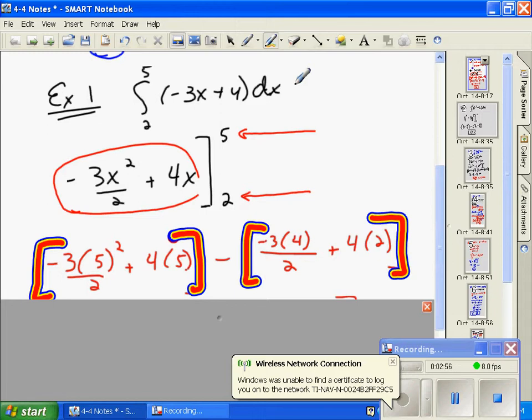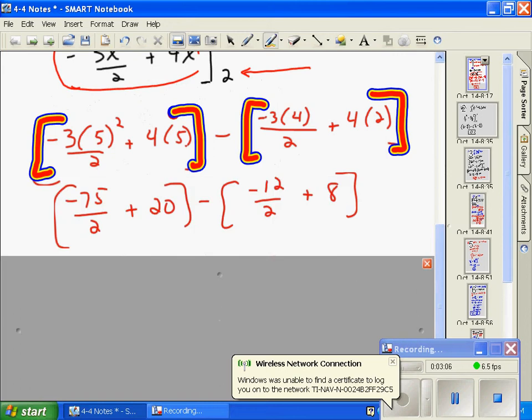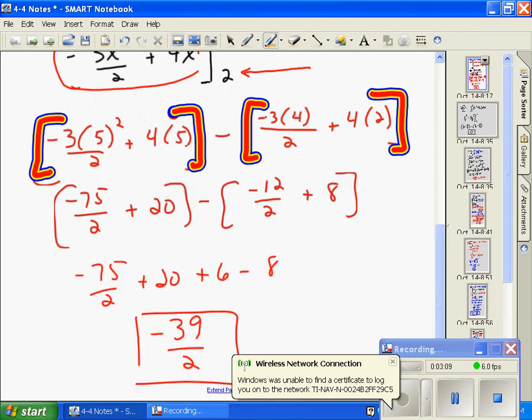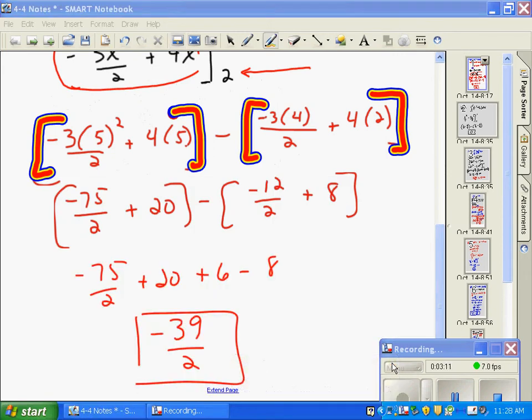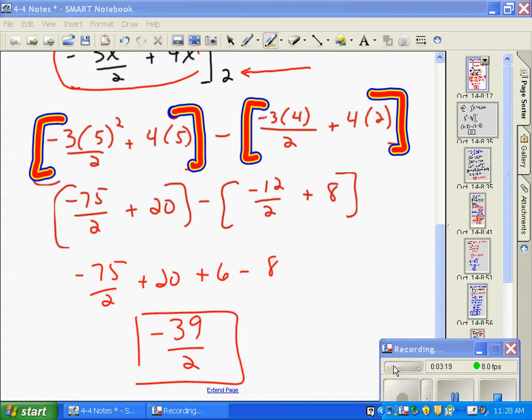So I plug in a 2, so I get negative 3 times 2 squared, which is 4, divided by 2, plus 4 times 2, which is 8. Now this is where you might need to pause. Let me just get rid of the rest of that. Then I just evaluate the first parenthesis and the second parenthesis, and then I get negative 39 over 2. So if you need to pause that, that is the final answer for example number 1.